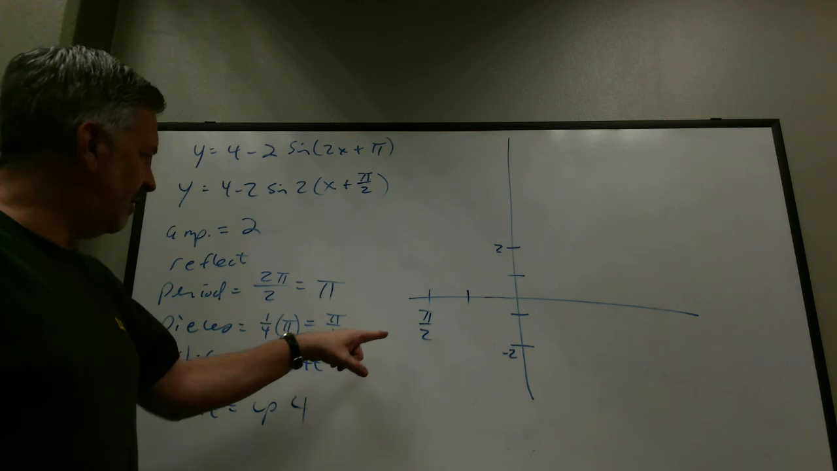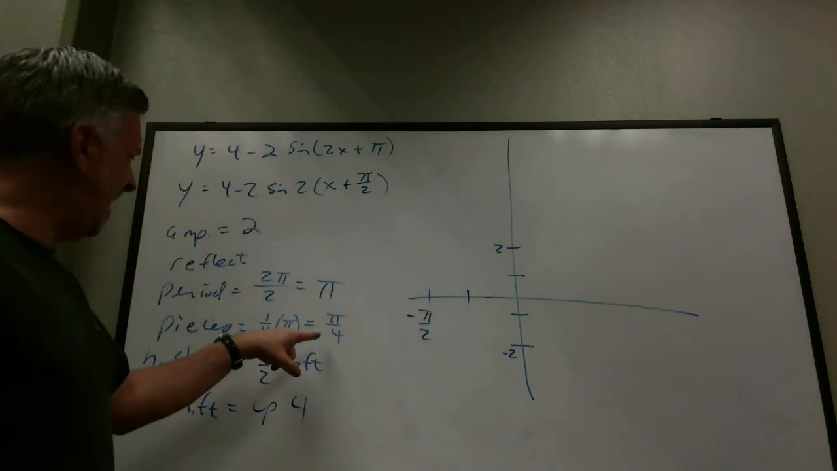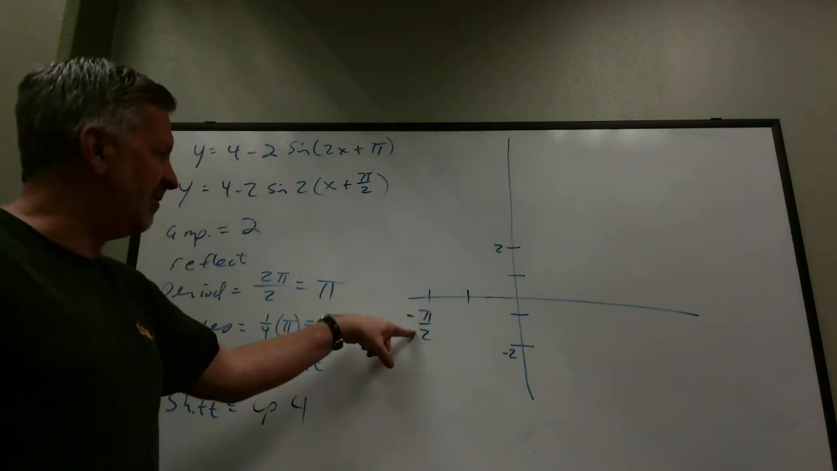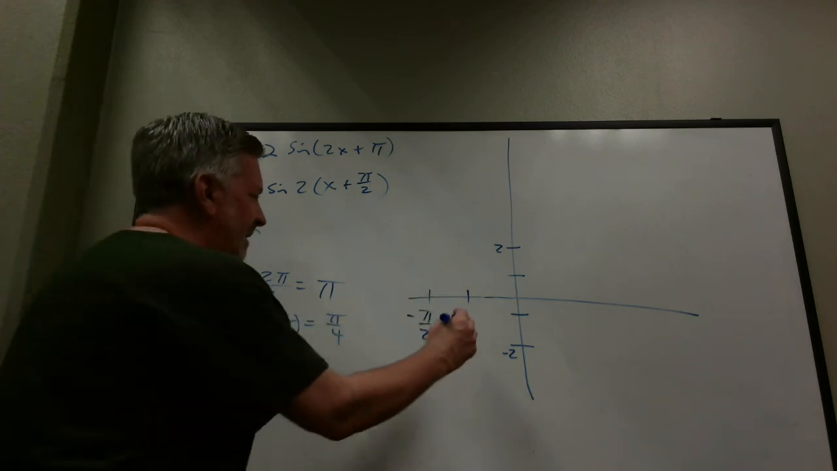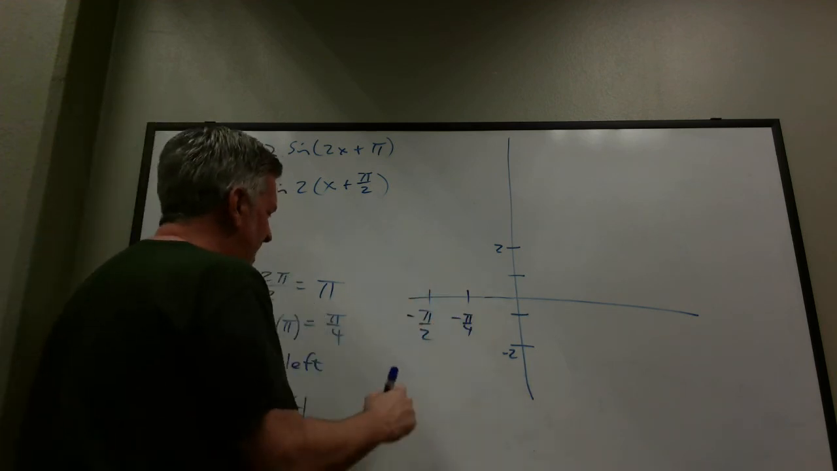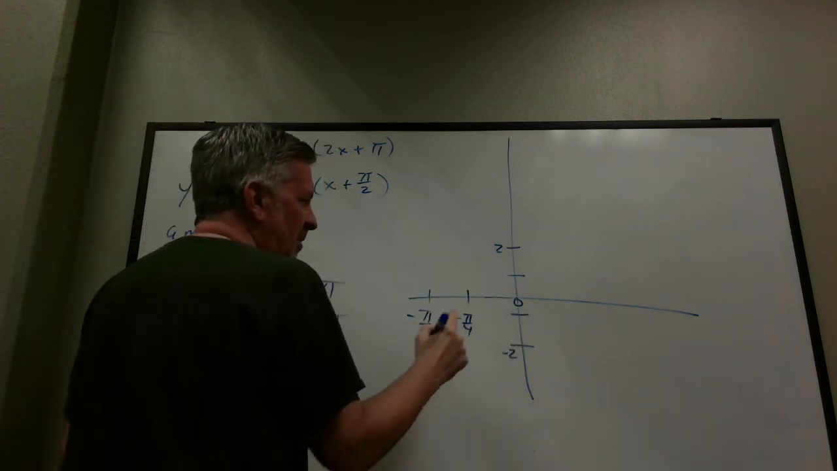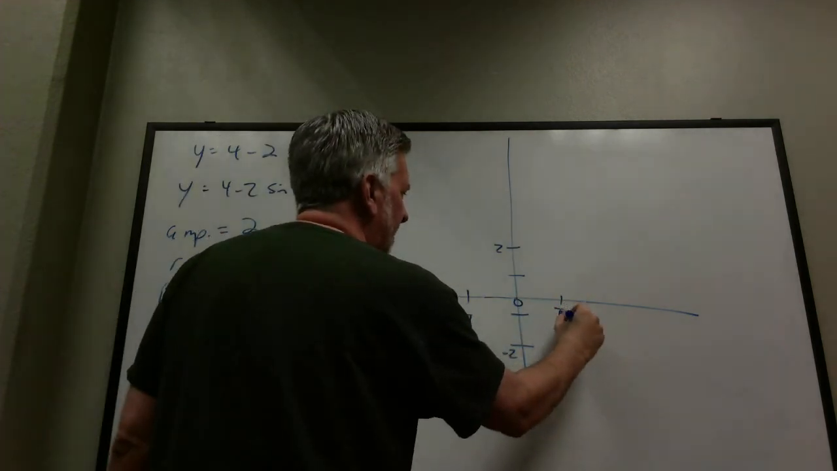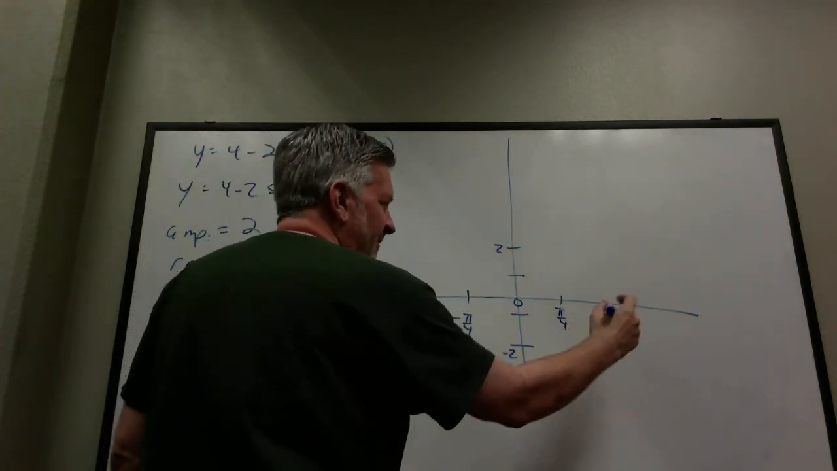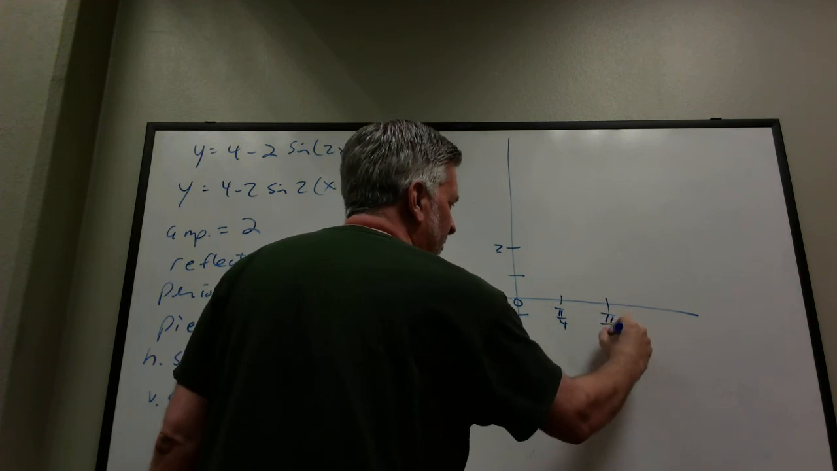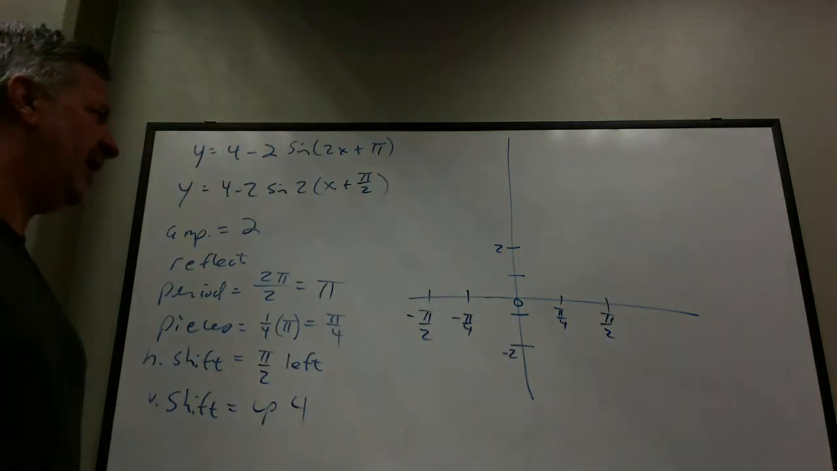So if I add pi over 4 to minus pi over 2, I'm going halfway back. That's minus pi over 4. Add another pi over 4, I'm at 0. Add another pi over 4, I'm at pi over 4. Add another pi over 4, I'm at 2 pi over 4, or pi over 2. Again, you need to just practice with your fractions.